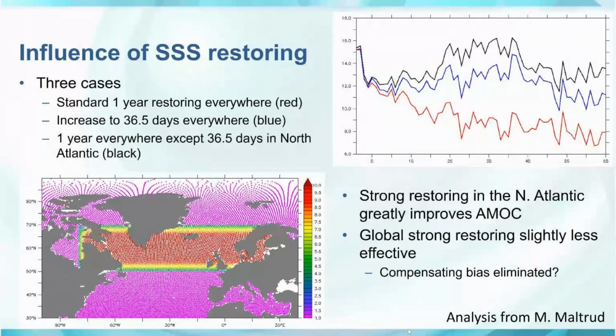Interesting here, and something we haven't dug into yet, is that the blue line in the top right is a global 10x restoring, and it's slightly weaker in terms of AMOC. What that means is the enhanced salinity restoring outside of the red region in the bottom left does not enhance AMOC, but in fact seems to diminish it slightly, which could suggest we have some sort of compensating bias that gets tamped down when we restore stronger.